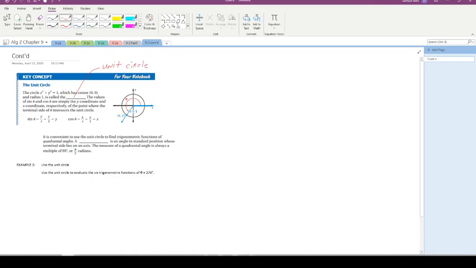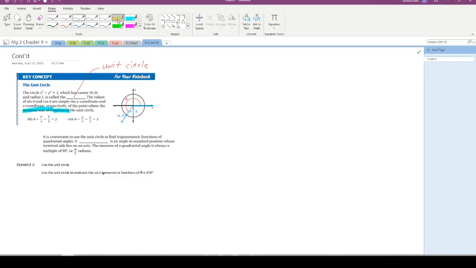So don't forget this. The values of sine theta and cosine are simply the y coordinate and the x coordinate respectively. And that's because the radius is 1, y over r, and r is 1. So y over 1 is y. And the same goes for cosine. Okay? And respective of the point where the terminal side, let's highlight that. The terminal side of theta intersects the unit circle. Okay?